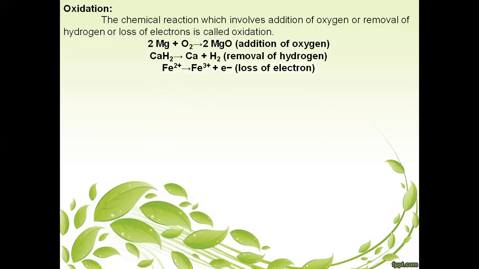Next example is Fe2+ gives Fe3+ plus an electron, because this is the loss of electrons. One electron is lost, so this is the example for the loss of electrons. So any chemical reaction with addition of oxygen, removal of hydrogen, or loss of electrons is called oxidation.